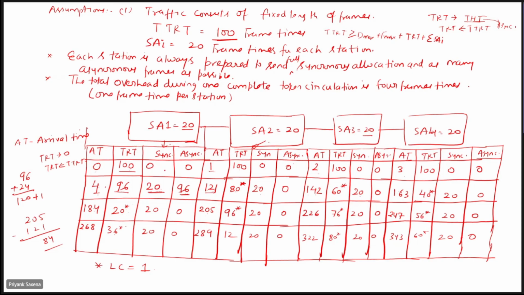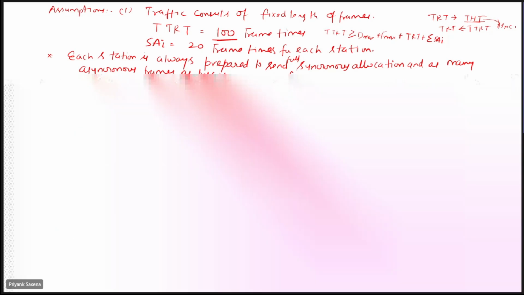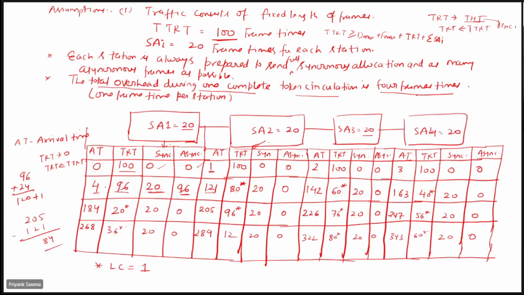So as I said, during the first round no station sends any frame. So synchronous frames are 0, asynchronous are also 0. Now this is a ring, right? Once the token moves from station 1 to station 2, it takes 1 unit time. So the overhead during one complete token circulation is 4 frame times. 4 frame times means total overhead.